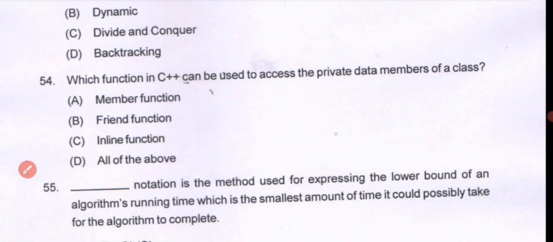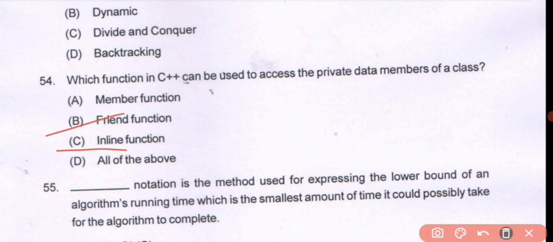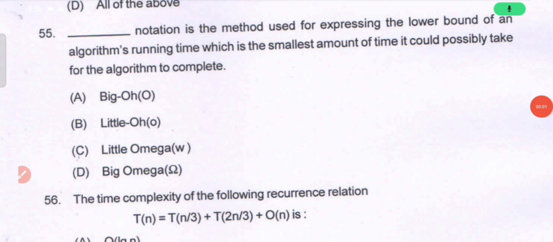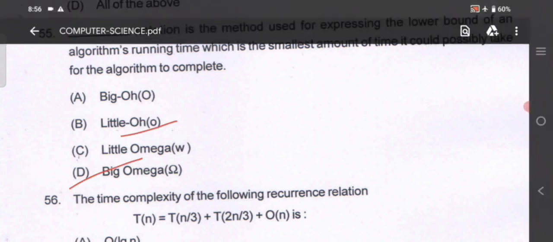54. Which function in C++ can be used to access the private data member of a class? Option B, friend function. Question number 55. Dash notation is the method used for expressing the lower bound of an algorithm's running time, which is the smallest amount of time it could possibly take for the algorithm to complete. The correct answer is option D, big omega.